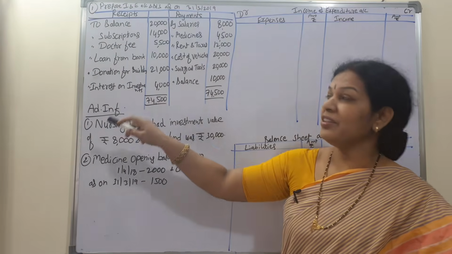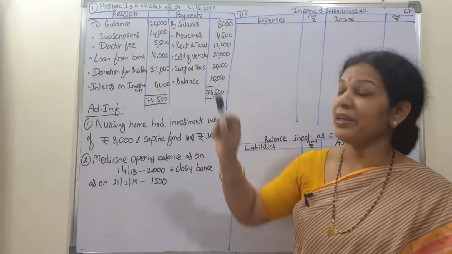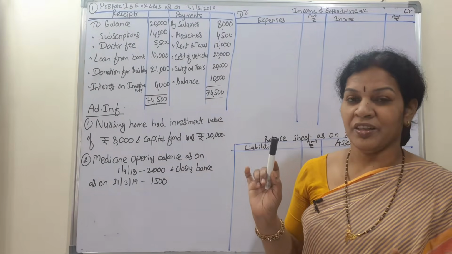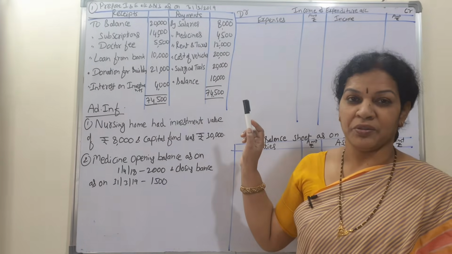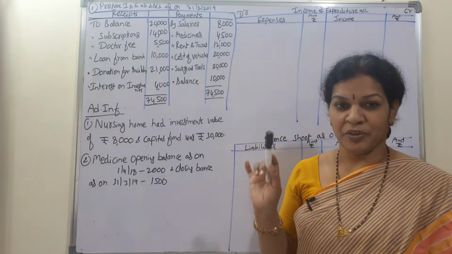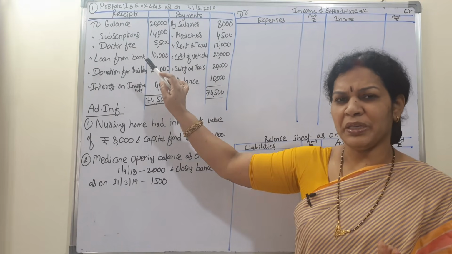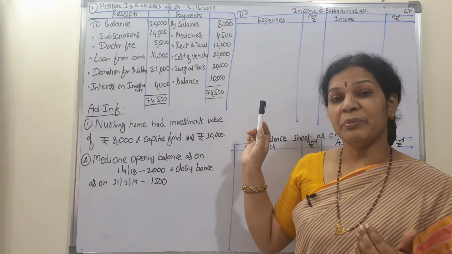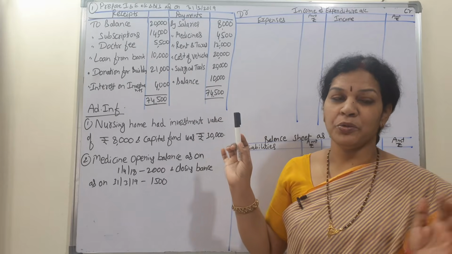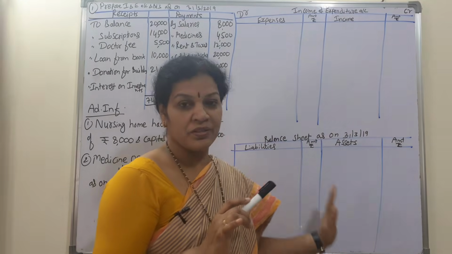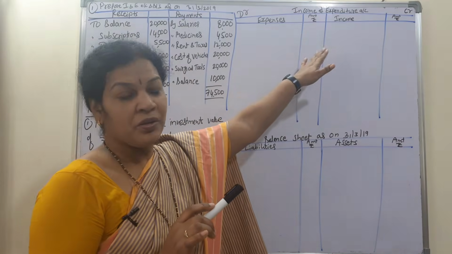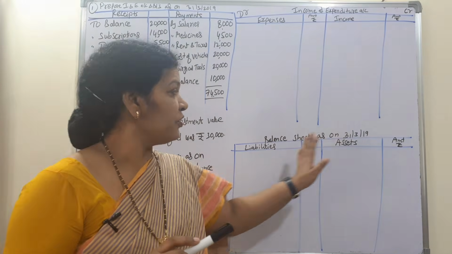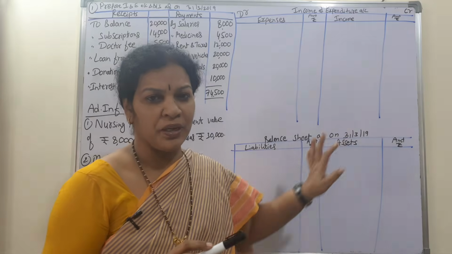What is given here is: prepare the income and expenditure account and balance sheet as on 31st March 2019. We are given a receipts and payment account and also additional information. Based on the receipts and payment account, we are going to take information to the income and expenditure account and balance sheet. Together I have opened these pro formas: income and expenditure account with expenses amount and income amount, and the balance sheet as on 31st March 2019.